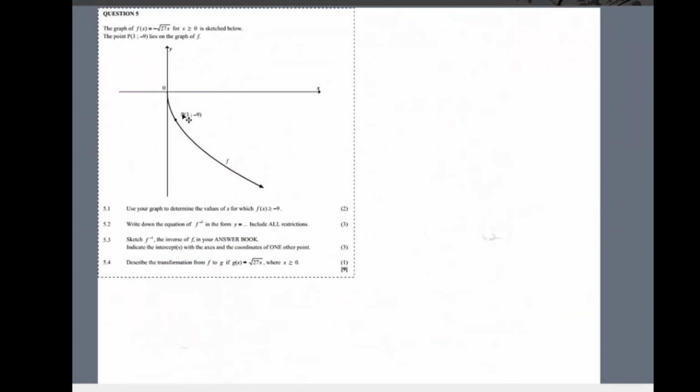Okay, so let us look at today's question. Question 5. This comes from a question paper like November 2012. The graph of f of x equals minus the square root of 27x for positive x values is sketched below. The point P lies on the graph of f. 5.1: use the graph to determine the values of x for which f of x is greater or equal to minus 9.